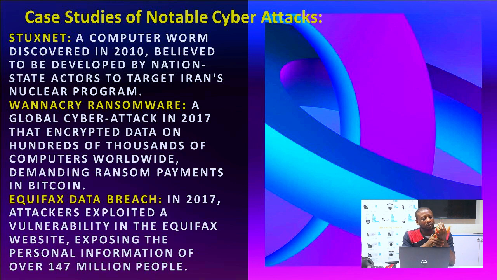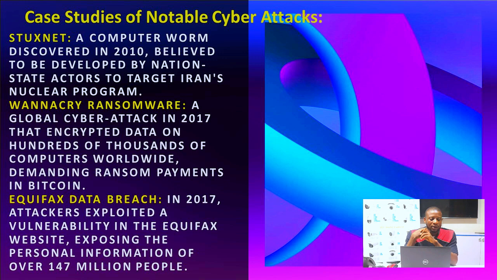Now, the number one we have on our list is Stuxnet, a computer worm discovered in 2010, believed to be developed by nation-state actors to target Iran's nuclear program, and this was successful. Now, the next one is WannaCry ransomware, a global cyber attack in 2017 that encrypted data on hundreds of thousands of computers worldwide, demanding ransom payment in Bitcoin. The next one is Equifax's data breach.